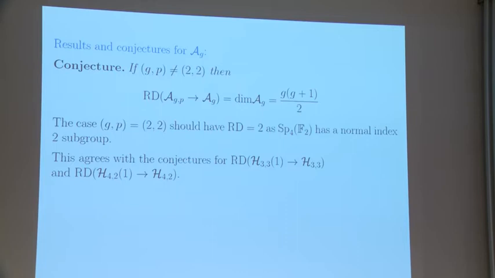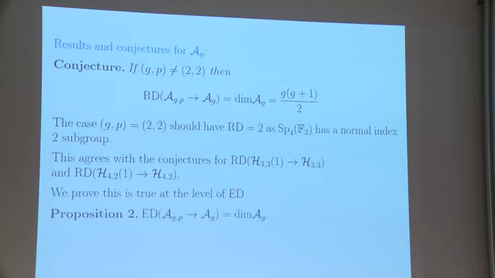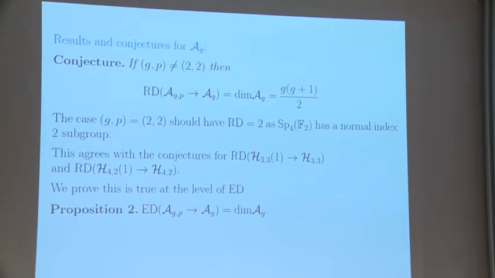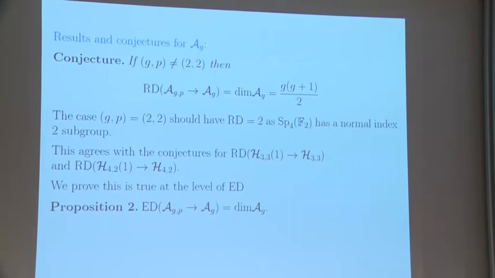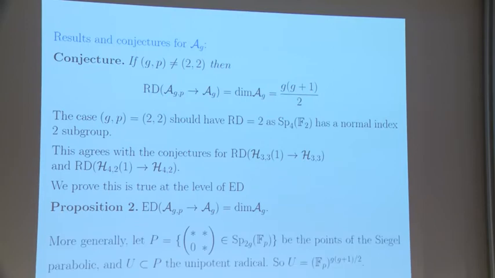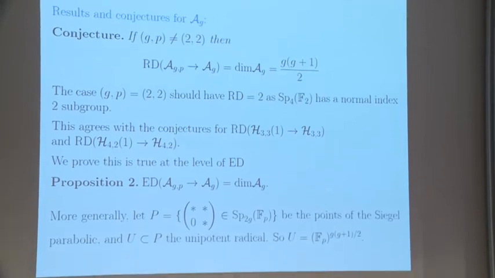So at the moment, we proved this at the level of a central dimension. If I take this covering, this is just the dimension of AG. So again, I take this covering, and I can't contract this to anything smaller. So that's what you would guess. And I'll sketch a proof of that at the end. In fact, there's a generalization of this.